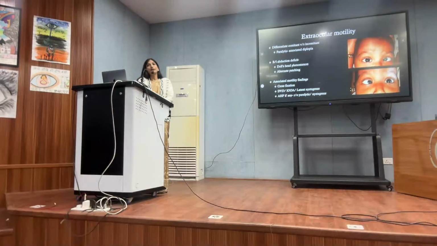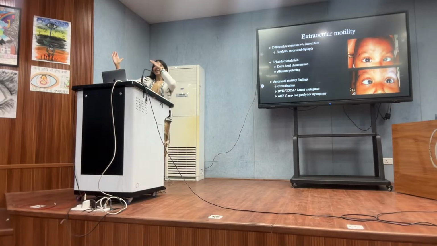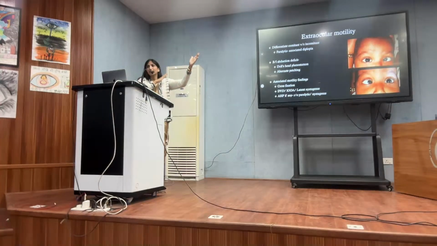And this abduction deficit is basically because of the cross fixation that is seen in these children. Okay. So when you're seeing the right-sided field, the child's left eye will be seeing the right-sided field. Okay. And the child's right eye will be seeing the left-sided field. So this eye will go inwards to see here, and this eye will not move outwards. So it appears as if there's an abduction deficit.